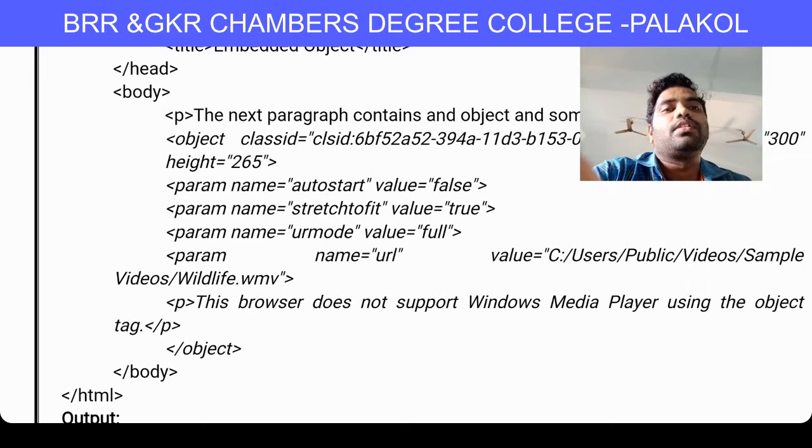Param name stretch to fit, value is true. Param name is URL mode, value is full. Param name URL representation and value, the location is the value representation, then the angle bracket close. P, the browser does not support it, Windows Media Player is the project. The P is the default statement, you write that as your choice.